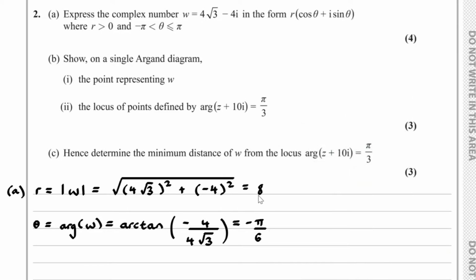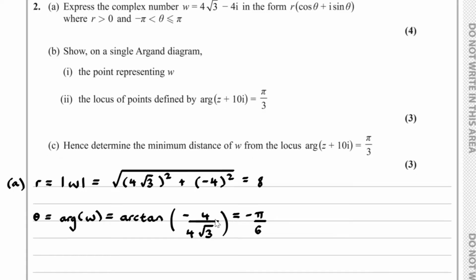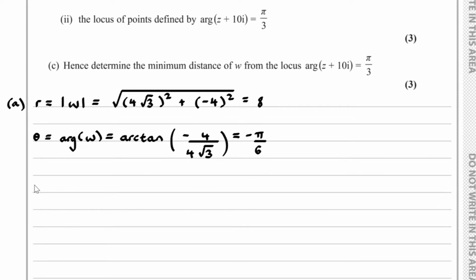And now that we know what r is and we know what theta is, we can therefore conclude that the complex number w is equal to 8 multiplied by the cosine of minus pi over 6 plus i times the sine of minus pi over 6. Here is what w is.